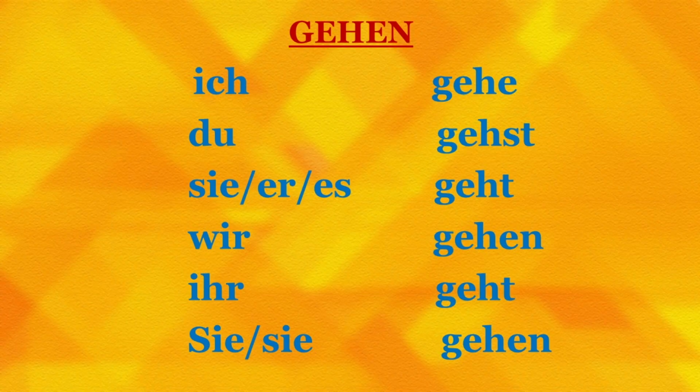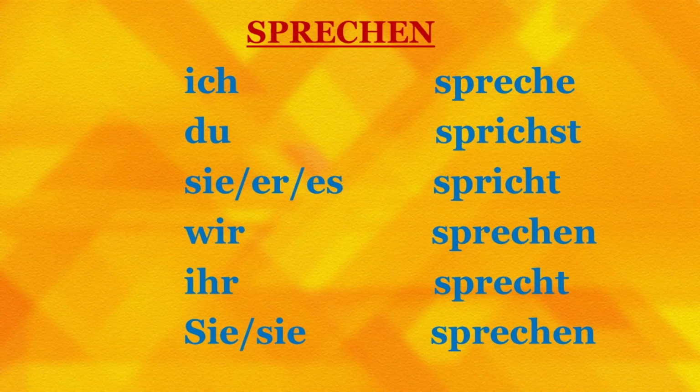Dear learners, the next verb that we have here is gehen. The conjugation goes as Ich gehe, du gehst, er, sie, es geht, wir gehen, ihr geht, sie gehen. Gehen, the verb means to go. For example, ich gehe nach Hause, I am going home. Ich gehe zur Universität, I am going to university and so on. Let us see the conjugation for the next verb now.